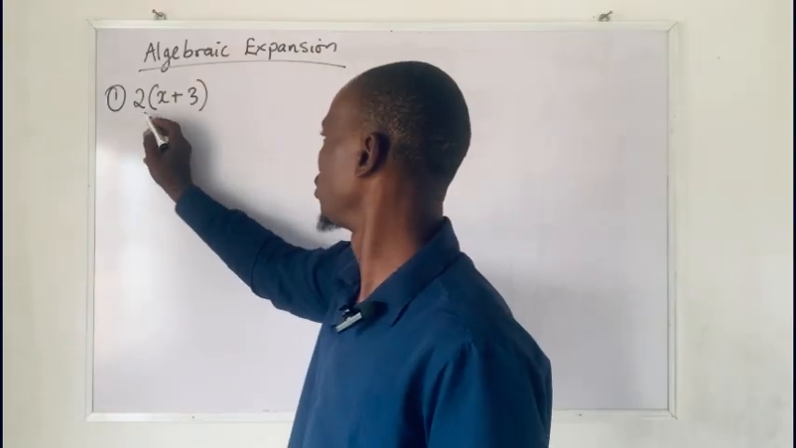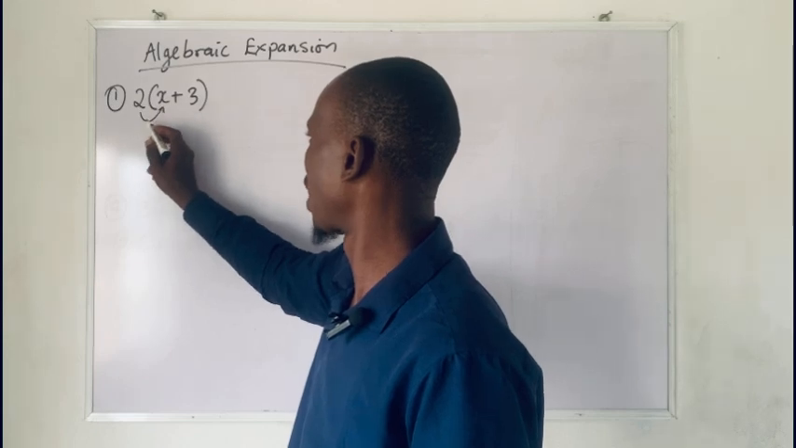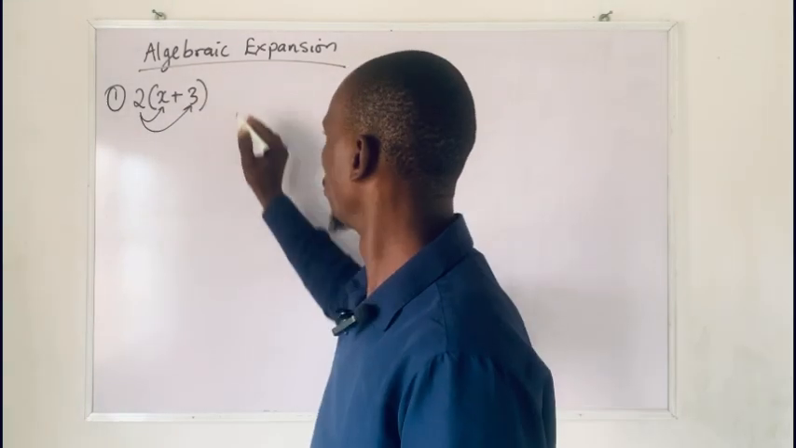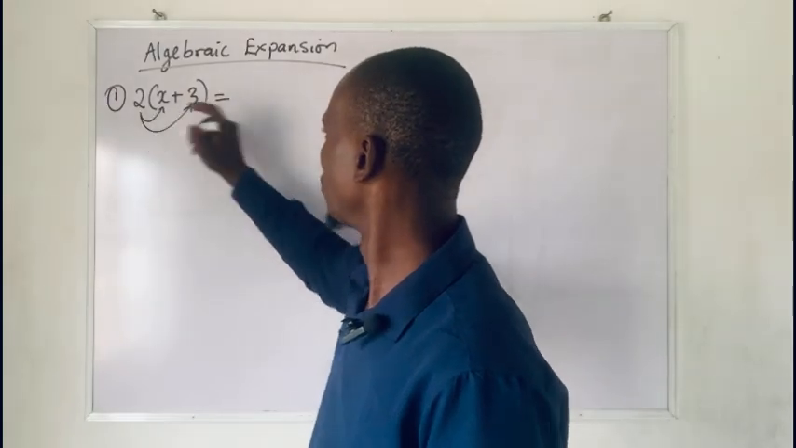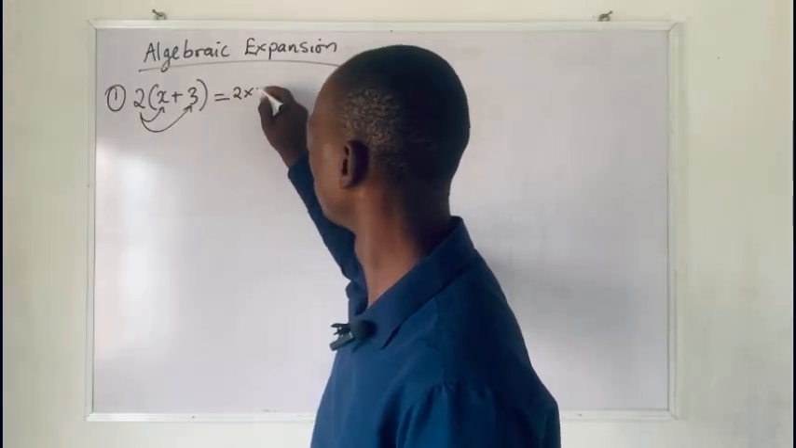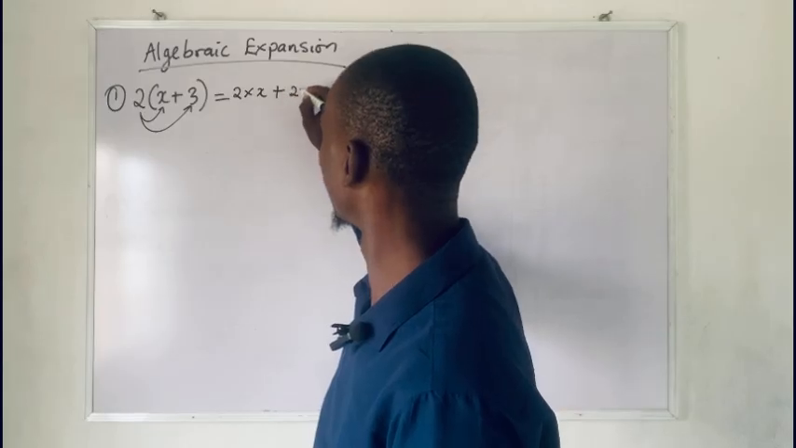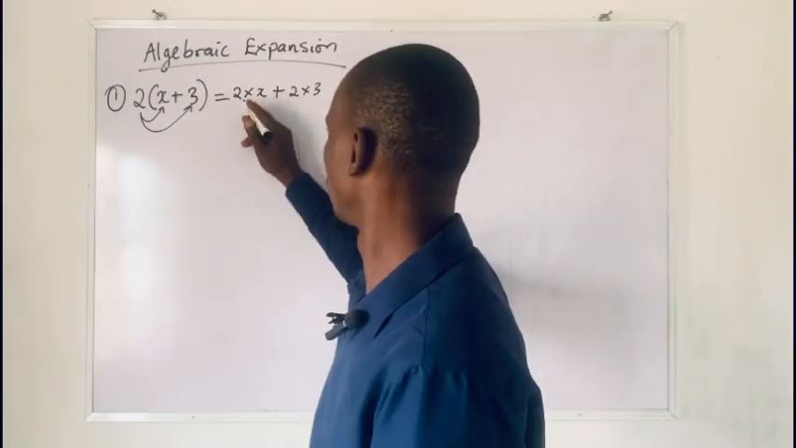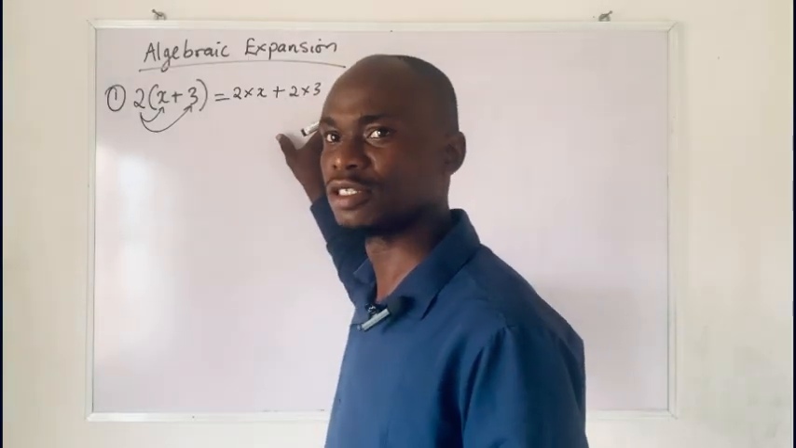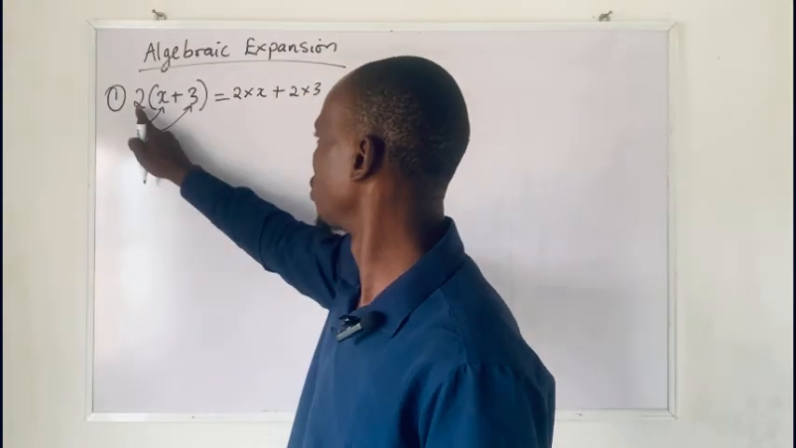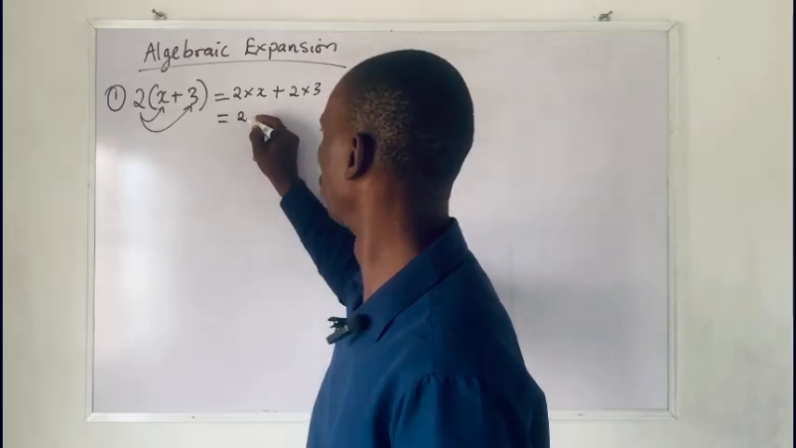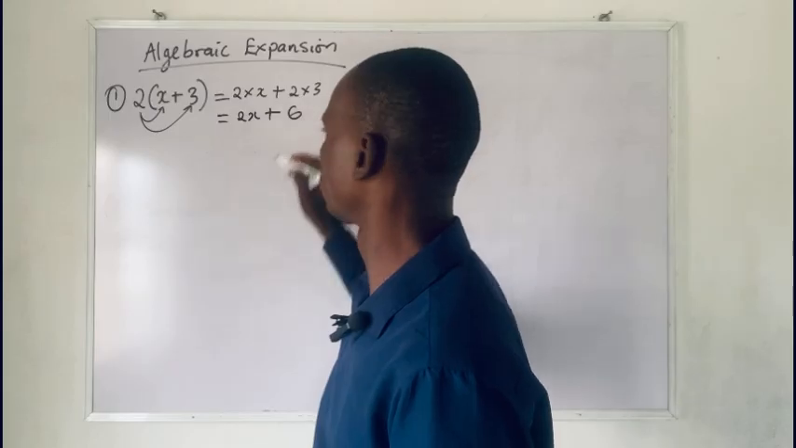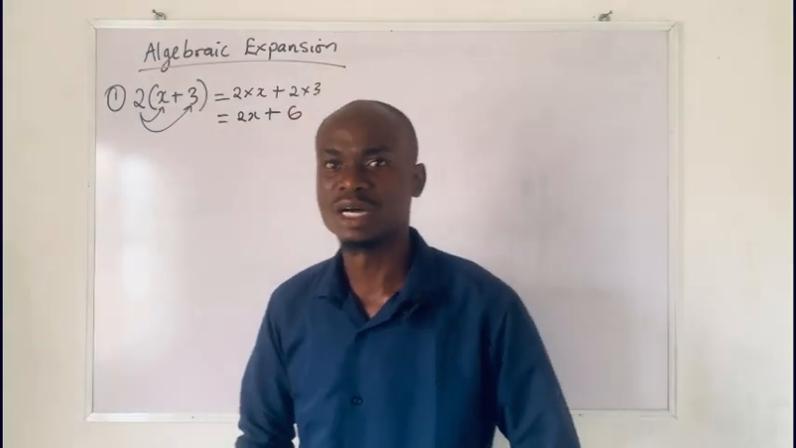In expanding, you use the outside term to multiply each of the terms inside the bracket, which is to say 2 times x plus 2 times 3. So this is how you expand. This step is not really necessary, but just for clarity. So what I'm doing directly is 2 times x, 2x, plus 2 times 3, 6. So this is how we expand.